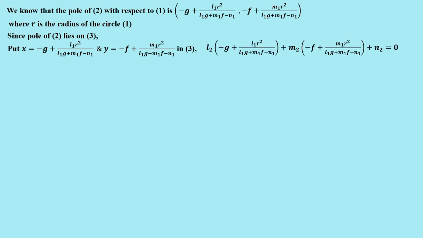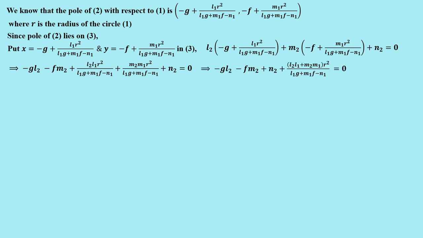So we will get L2 into, instead of x you are putting the value, minus G plus L1 r square by L1G plus M1F minus N1, plus M2 into minus F plus M1 r square by L1G plus M1F minus N1, plus N2 equal to 0. That is minus GL2 minus FM2. So we are multiplying, simplifying. Then the next terms: L2 L1 r square by L1G plus M1F minus N1 plus M1 M2 into r square by L1G plus M1F minus N1 plus N2 equal to 0.